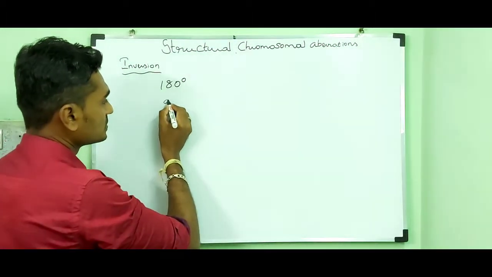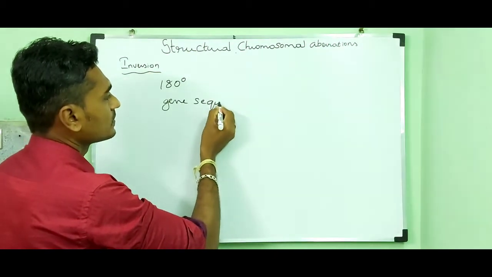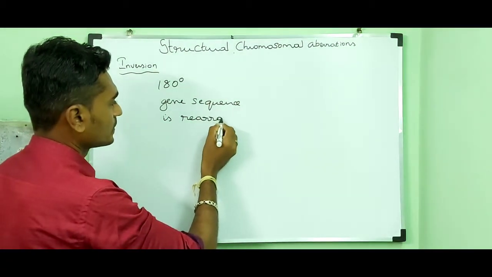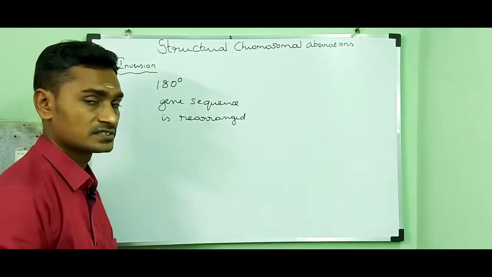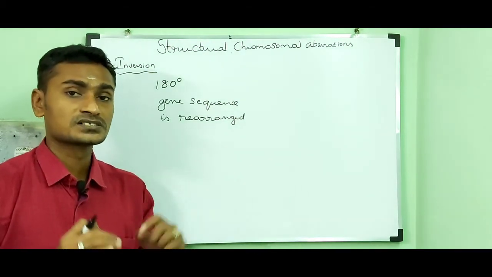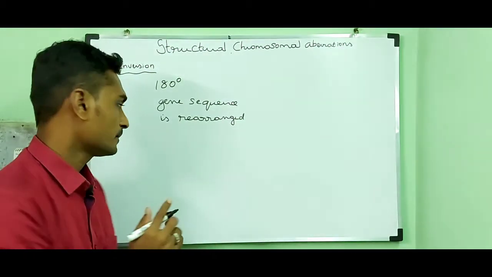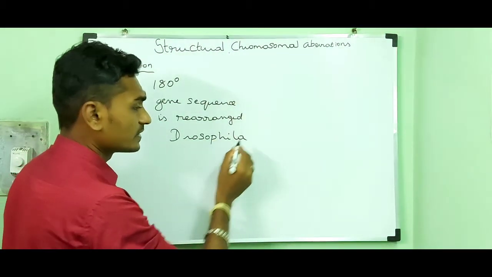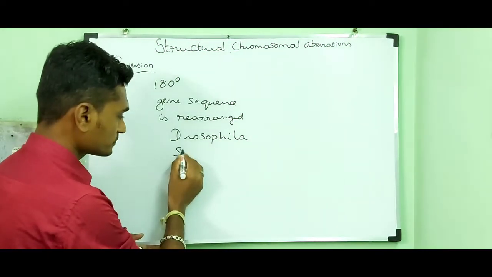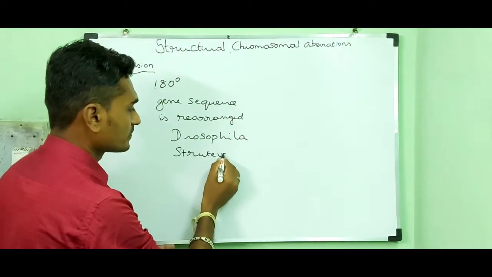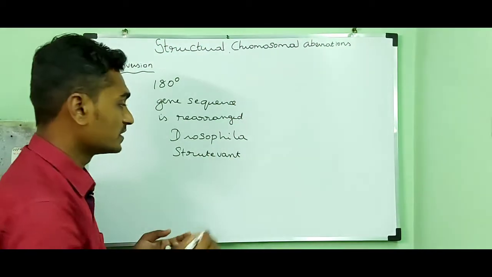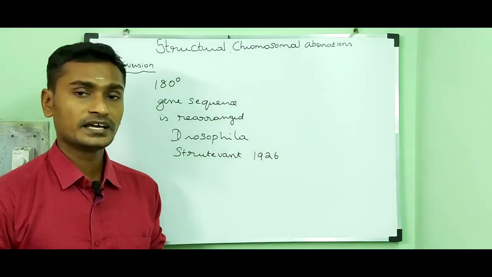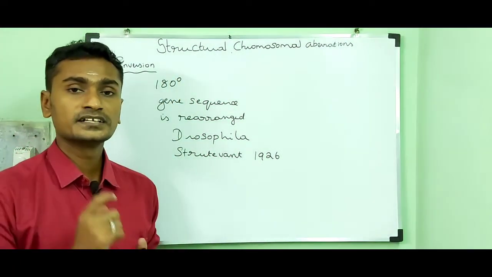So gene sequences are rearranged during the inversion process. The inversion process was first reported in the fly Drosophila by the scientist Sturtevant in the year 1926. And inversion may be divided into two types.